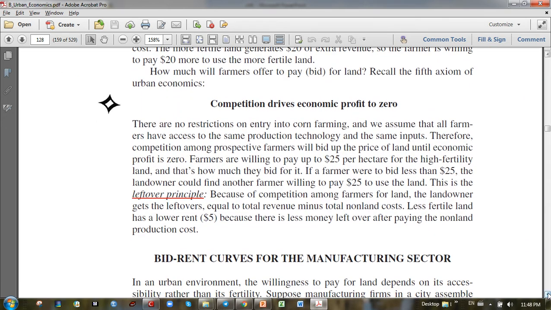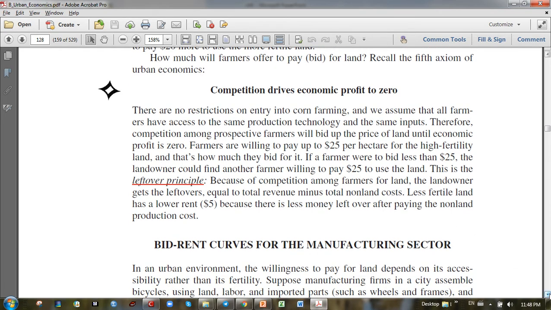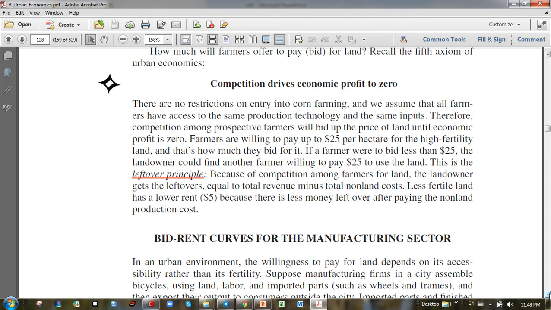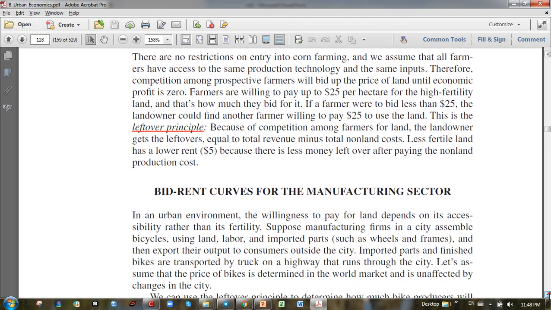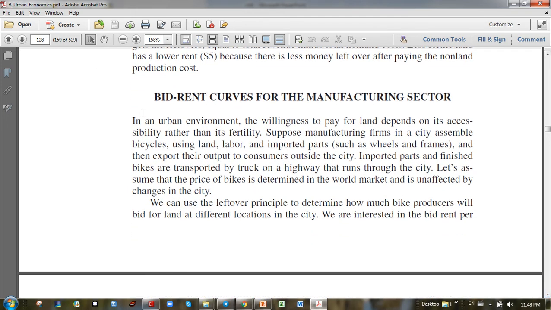Yes, I think you still remember the 5 options that we used from chapter 1. This is competition drives economic profit to zero. I don't know what it means; that's why I'm waiting for your explanation. Second one, bid rent curves for the manufacturing sector.